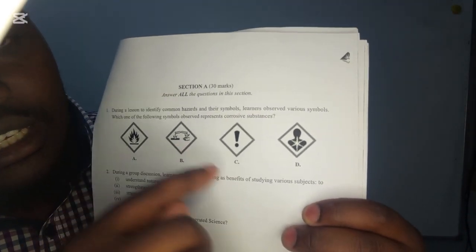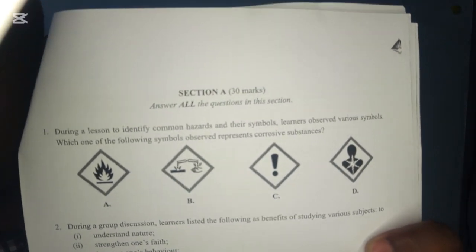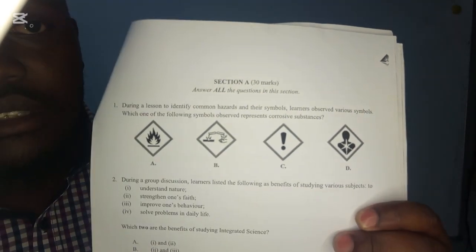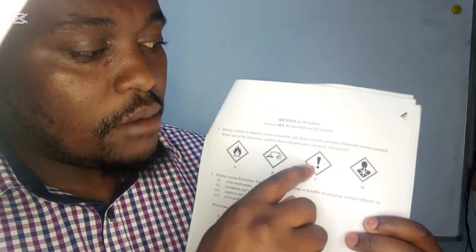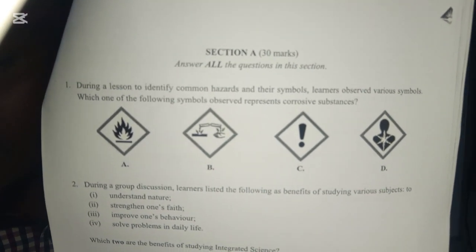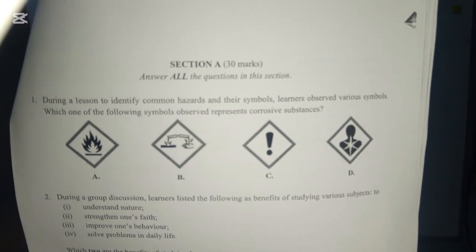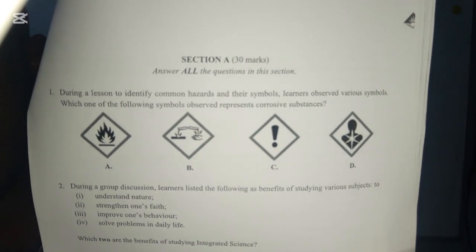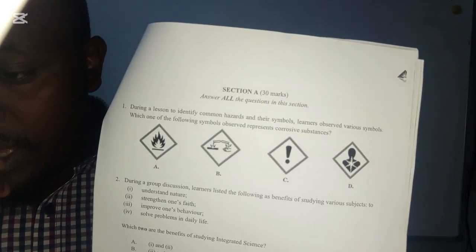Now let us go to C. What does C represent? C represents irritants or harmful substances. Substances that can irritate or that are harmful. What about the last one? D. So D represents health hazards that can cause long-term damage, e.g. carcinogens, mutagens. Mutagens are substances that can cause genetic mutation.